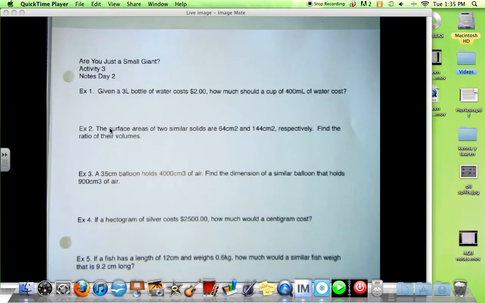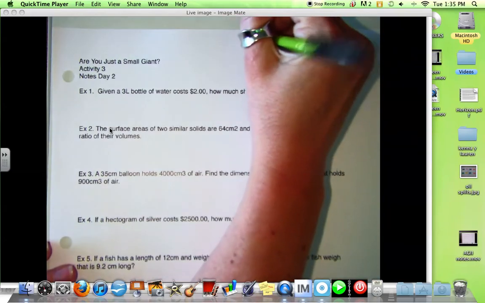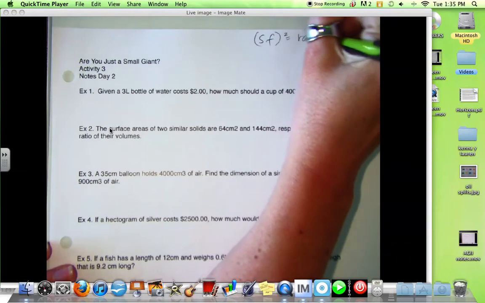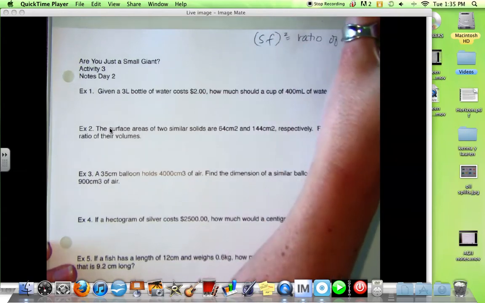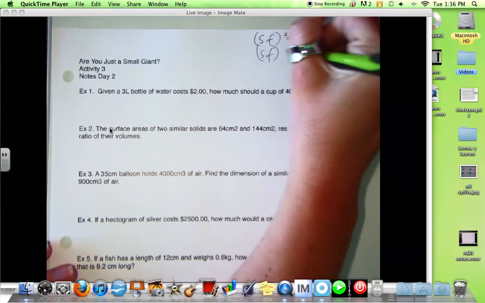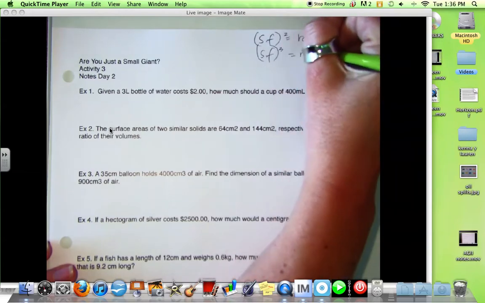All right, what is the relationship between scale factor and area? Scale factor squared equals the ratio of areas. Good job. Scale factor and volume? Volume is scale factor cubed. Okay.